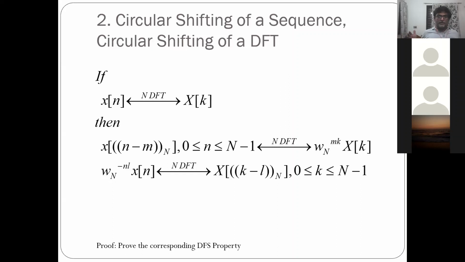The equivalent property for the discrete time Fourier transform was X of e to the j omega minus omega d. You are shifting in the frequency domain. What will happen? The time domain is multiplication of the signal x of n by a complex exponential. So instead of a linear shifting in the frequency domain, now you have a circular shifting. Wherever you find linear for DTFT, you have a circular shifting as far as this shifting of the signal is concerned.